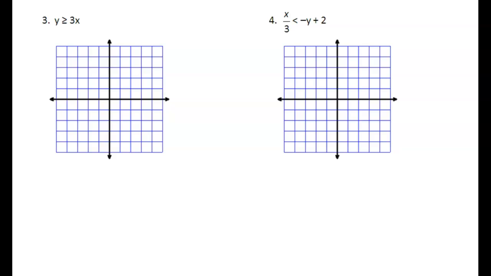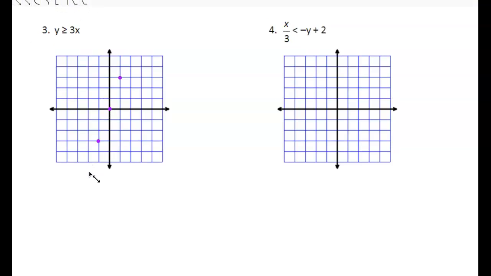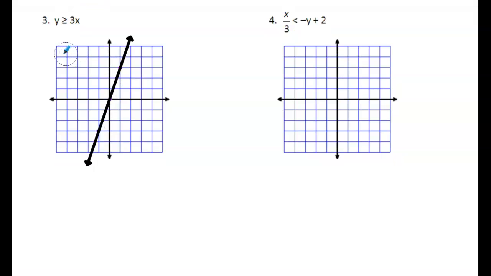Next, we have y greater than or equal to 3x. So we're going to plot our origin, which is 0, 0, because that's the y-intercept. It goes up 3 and over 1, or down 3 and left 1. It's greater than or equal to, so my line is solid. And then y is greater than, therefore we shade above.